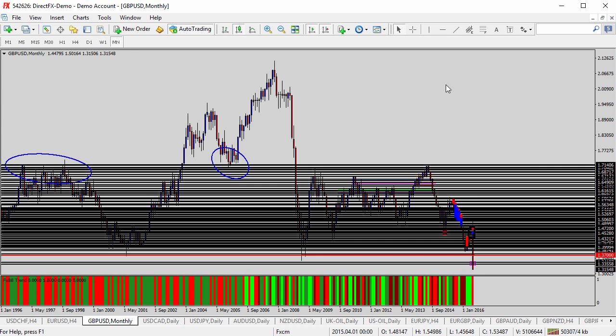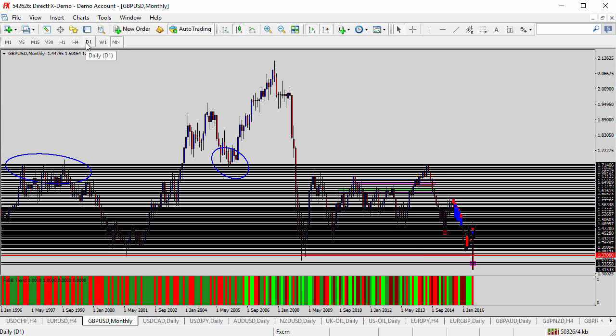So here's the problem. I have a very difficult time going short. Even though there's an expectancy of going short, I have a difficult time going short at the bottom, at the lowest point of the trend. So I can't really recommend selling this currency pair at the current moment.